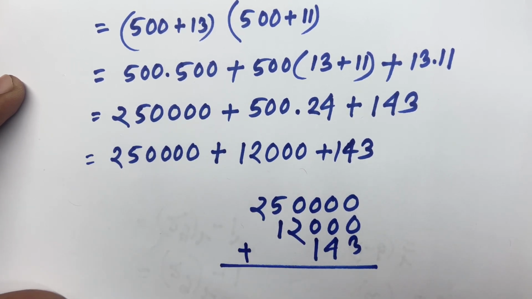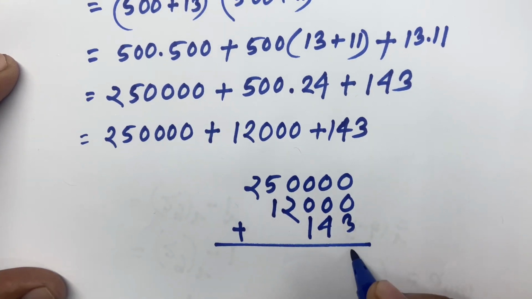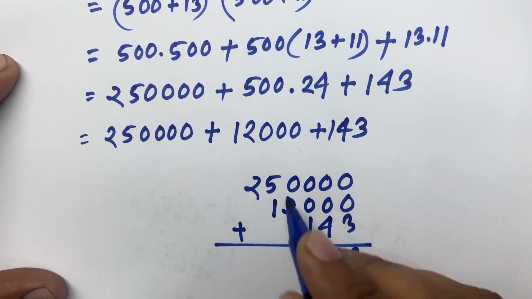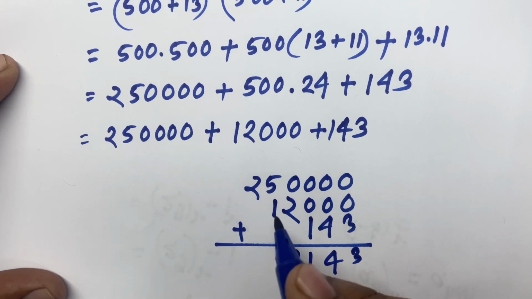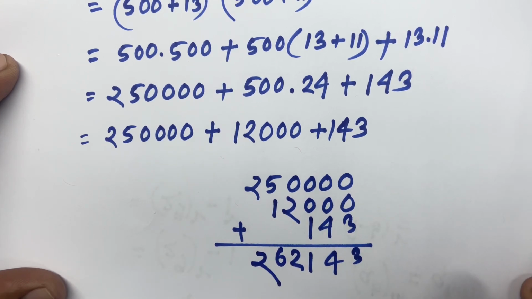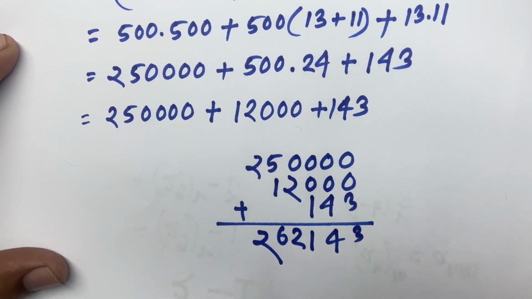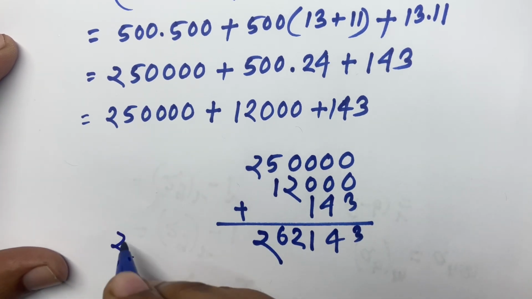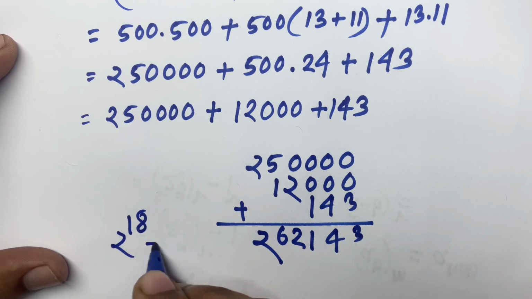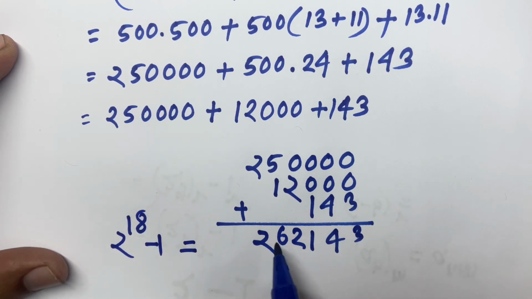Now I can say easily 262,143. This is the answer. This answer is 2 to the power 18 minus 1 equal to 262143. This is the math Olympiad question.